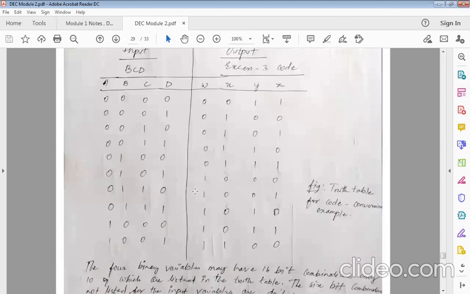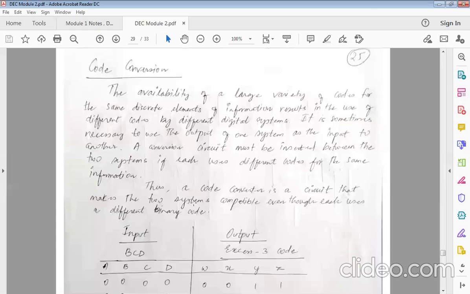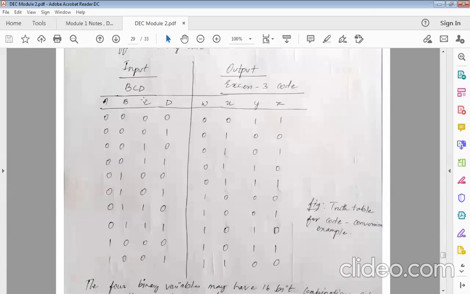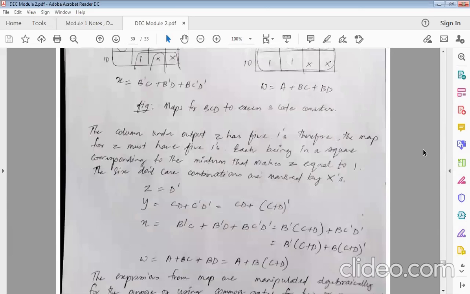So maybe in the next class, we will look into the code converters, okay, as to how you would have seen this BCD to X3, right? So similarly, this can be seen.